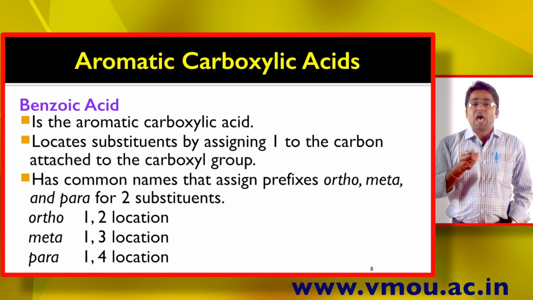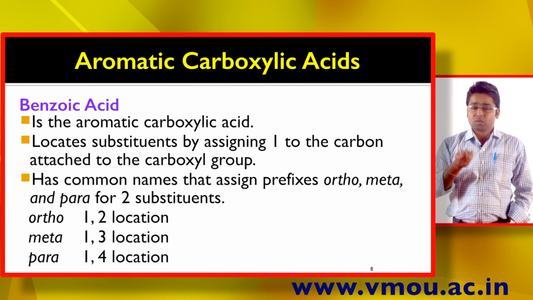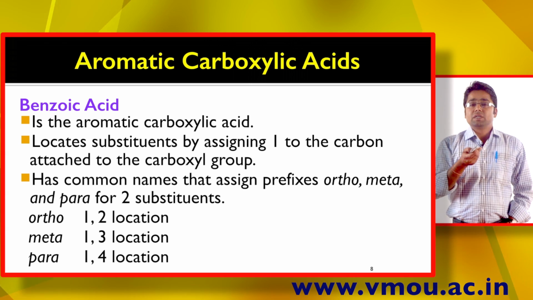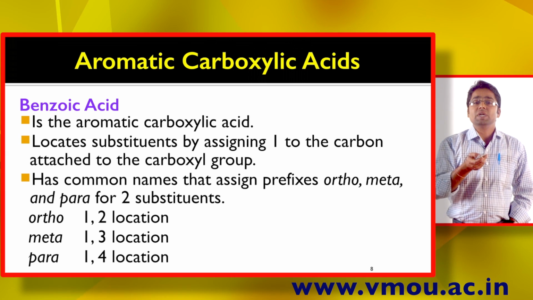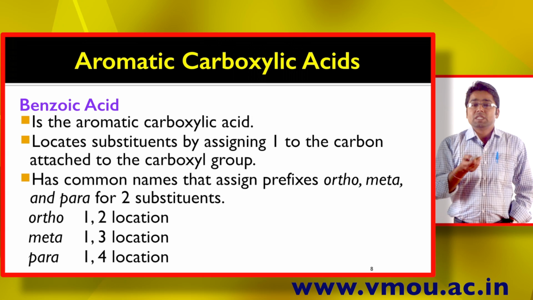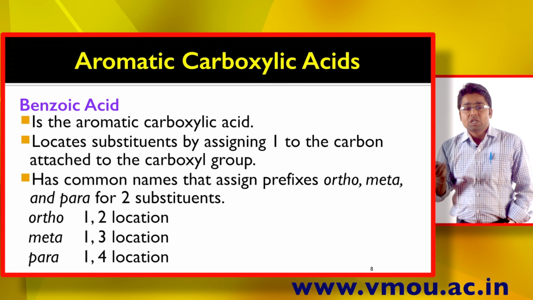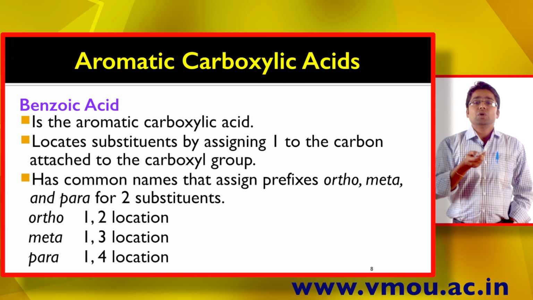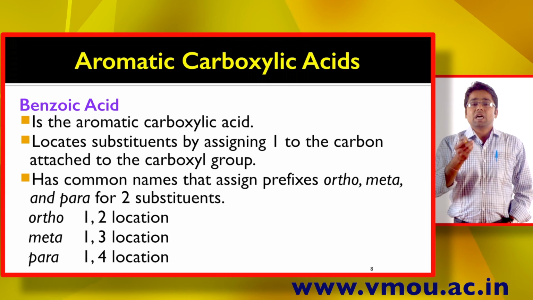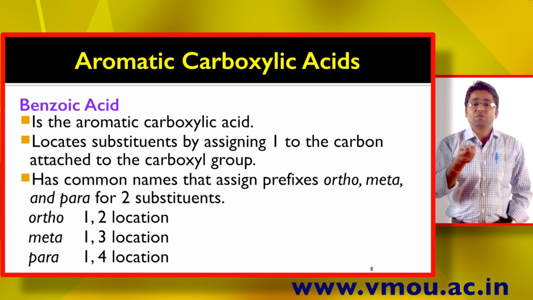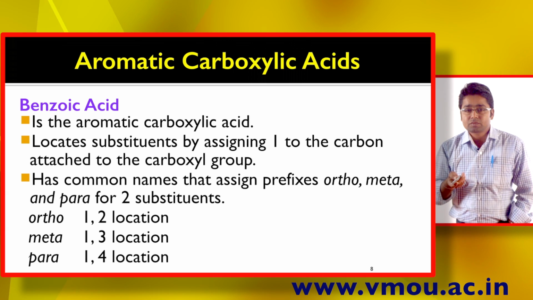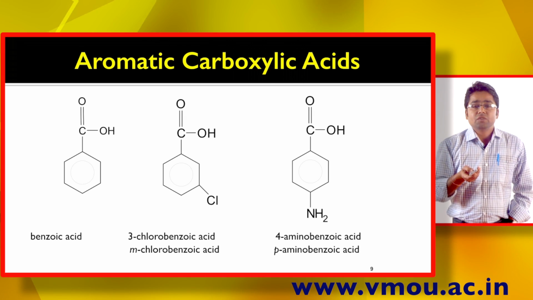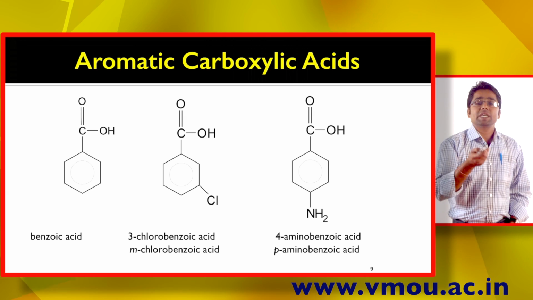The next topic is aromatic carboxylic acid. If an aromatic ring or aromatic compound is attached to a carboxylic group, then they are called aromatic carboxylic acids. The most common aromatic compound is benzene. If a carbon of benzene is attached to the carbon of the carboxylic group, then it will form an aromatic carboxylic acid. Here are some examples in the next slide which show some common aromatic carboxylic acids.